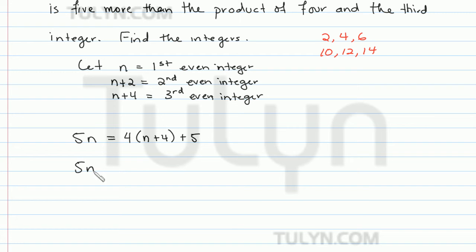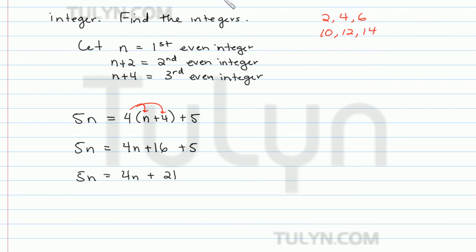So, simplifying the right side of the equation, I want to distribute this 4 using the distributive property over that sum. So you get 4n plus 16 plus 5. So 5n is equal to 4n plus 21. And then finally, I want to subtract a 4n from each side of the equation. So what we have on the left is just n, and on the right we get 21.